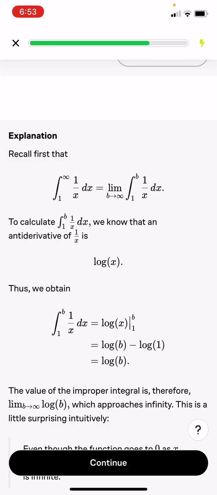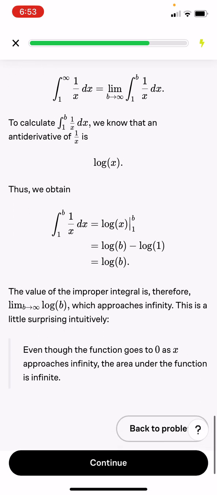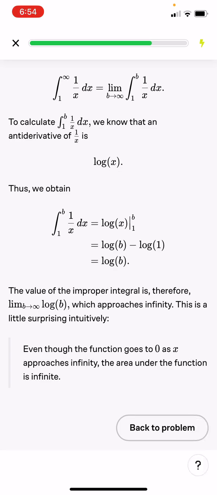Okay. Recall, as we saw, it equals the limit as b goes to infinity of the integral from 1 to b. To calculate the integral from 1 to b of 1 over x dx, we know that the antiderivative of 1 over x is log. Thus we obtain log x from 1 to b, which equals log b minus log 1, which equals log b. The value of the improper integral is therefore the limit as b goes to infinity of log b, which approaches infinity. This is a little surprising intuitively. Even though the function goes to 0 as x approaches infinity, the area under the function is infinite.